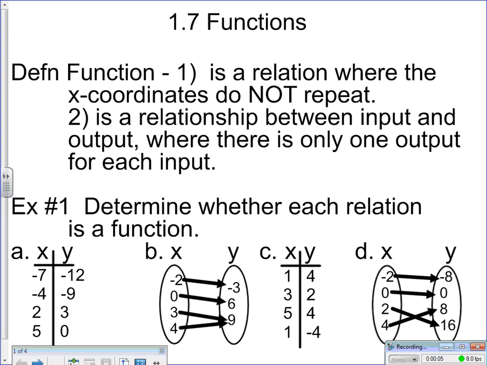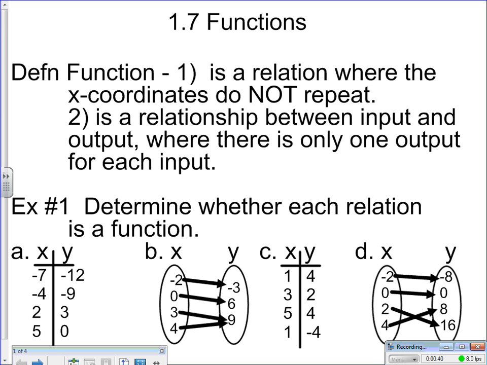Lesson 1.7, Functions. First, the definition. A function is a type of relation where the x-coordinates do not repeat. So the y's can repeat, but not the x's. The second definition is a relationship between input and output, x being the input, where there's only one output for each input. So every time you put in an x, there's only one possible output or answer for plugging in that x.